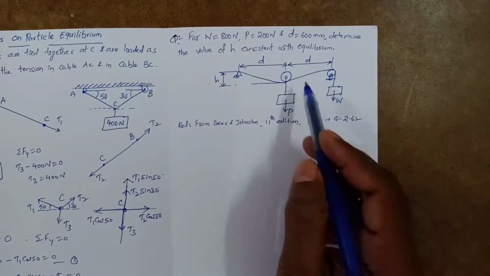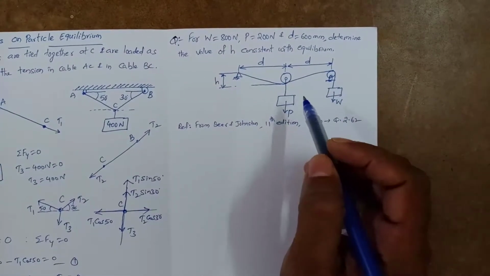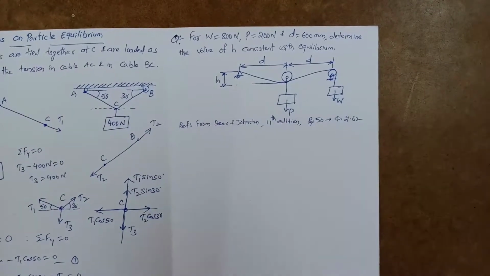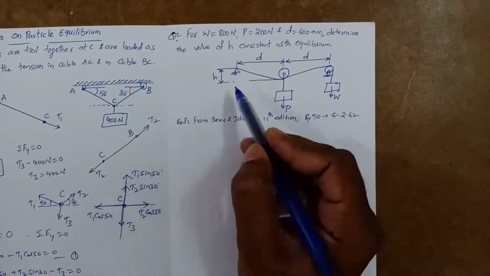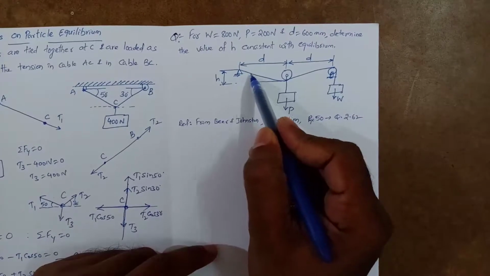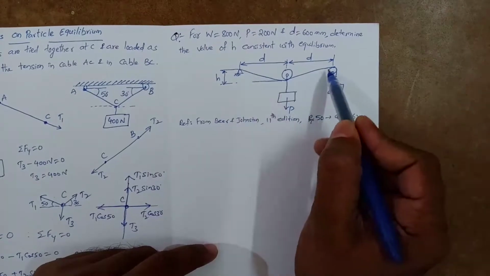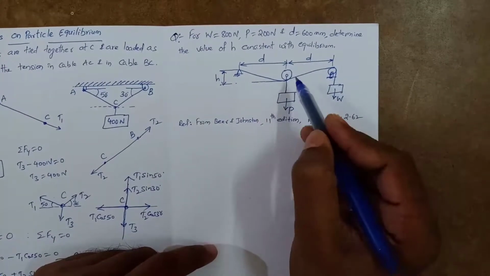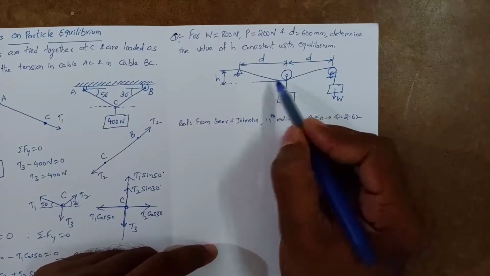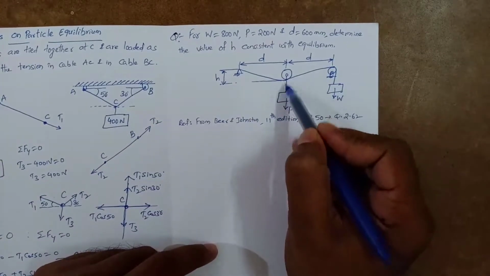So the complete system is in equilibrium. Let us draw the free body diagram for each body here, and then analyze to get the value of H. If you observe this cable, from here to here it is completely a single cable. So in this single cable there exists only one tension, and this one is another cable, in which there exists another tension. Let us say the tension in this cable is T1 and the tension in this cable is T2.